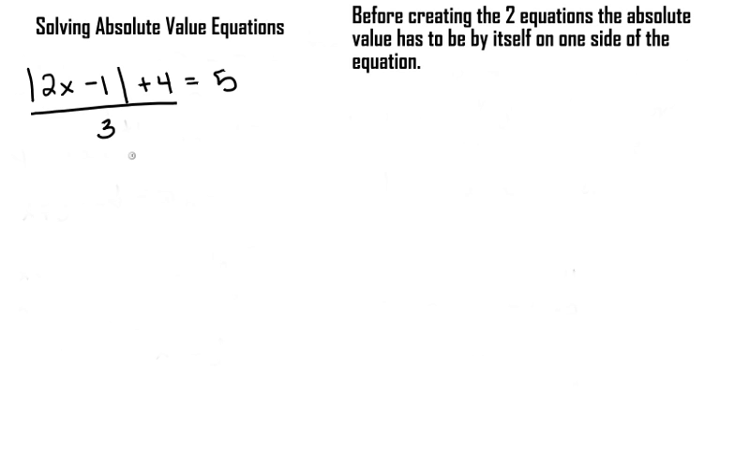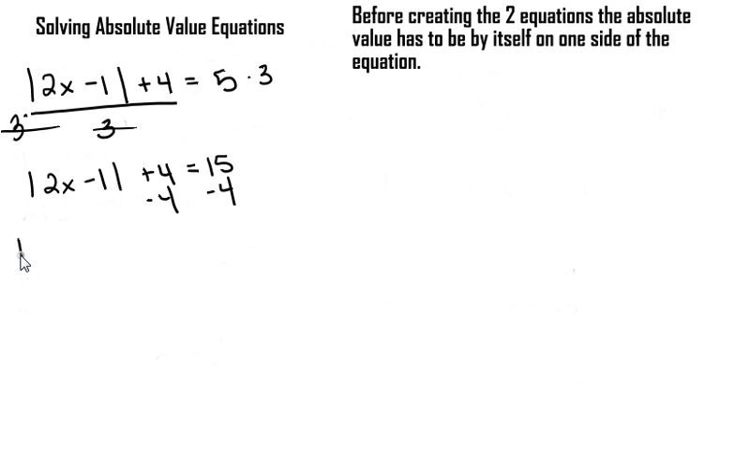Here we have division. Notice how the 3 is dividing everything on the left side of the equation. So the first thing that we do is we multiply 3 by both sides. This cancels out the 3's and we're left with the absolute value of 2x minus 1 plus 4 equals 15. The absolute value still is not by itself, so we need to subtract 4 from both sides of the equation. And we get the absolute value of 2x minus 1 equals 11.